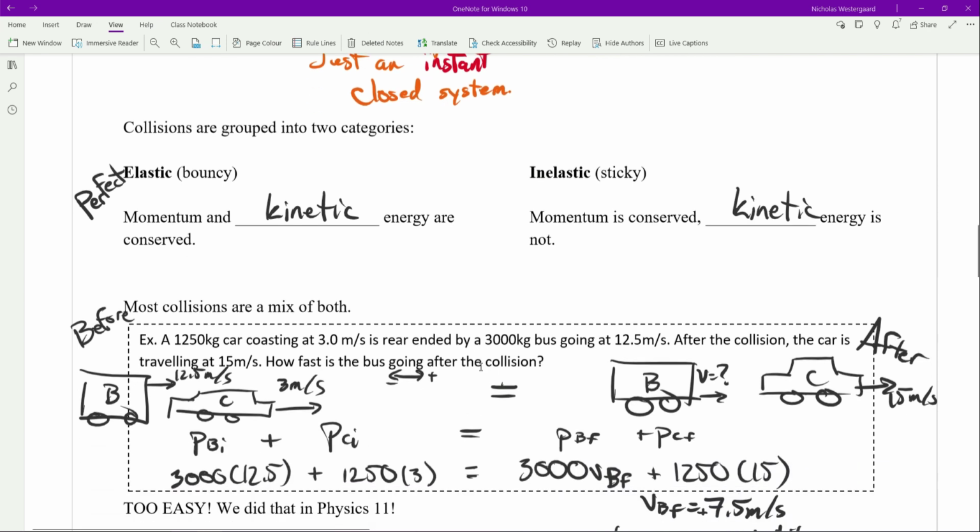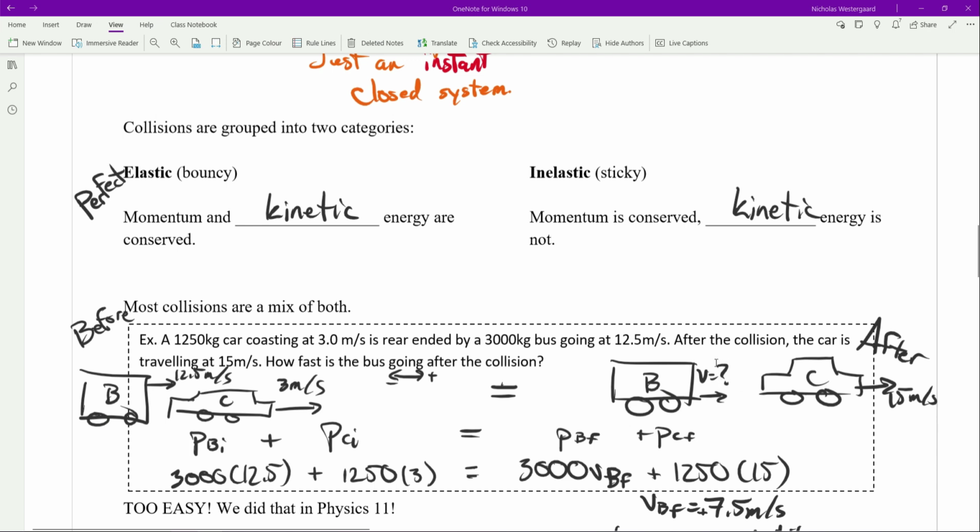So let's do an example to get used to the law of conservation of momentum. I've got a car coasting at 3 meters per second. Here I've drawn my car going 3 meters per second, and it's rear-ended by a bus going 12.5 meters per second. This is before they've collided. After the collision, which I'll draw on the other side, the car is now going 15 meters per second. The question asks, how fast is the bus going?